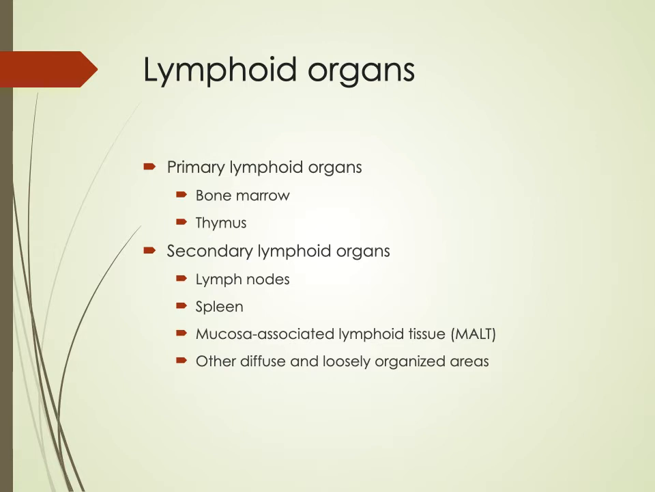For our secondary lymphoid organs, this is where the immune cells are going to move to interact with antigen. So this could be the lymph nodes, spleens. There's also tissue called MALT, mucosa-associated lymphoid tissue. Sometimes it's referred to as GALT, so that's gut-associated lymphoid tissue. And there's also some other kind of loosely organized tissues that have lymphoid function.